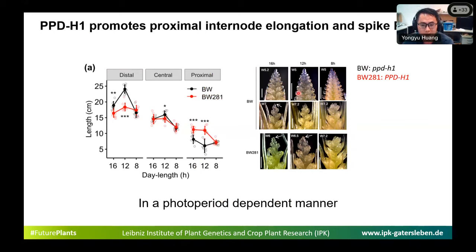On the left side is the image of a premature spike. Here we can see this PBD1 introgression line. The tip degenerates much earlier than wild type Bowman under long day conditions, but under short day conditions, the development of the spikes is much promoted, supporting that PBD1 promotes both traits, and this reinforces our previous observation that proximal internode length is functionally linked to spike PBD.